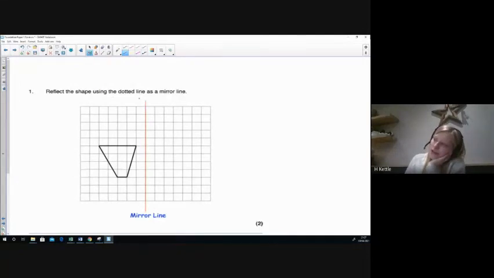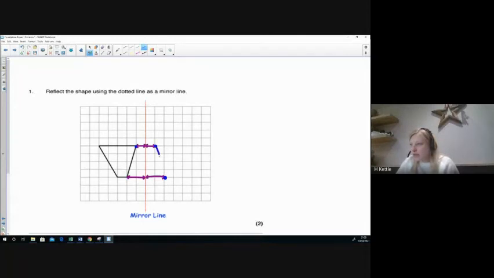Reflect the shape using the dotted line as a mirror line. Now, when we reflect shapes, we need to also reflect the gap. So when you look at a mirror, your face isn't pushed up against the mirror looking back at you. You've got that same gap on the other side. So when we reflect a shape, sometimes it's helpful to think, well, it's 1 square away here, so it's going to be 1 square away here. So let me use the blue. That corner is going to be that corner. And here we are 2 squares away, so we're going to also be 2 squares away on this side. And it's going to go there.